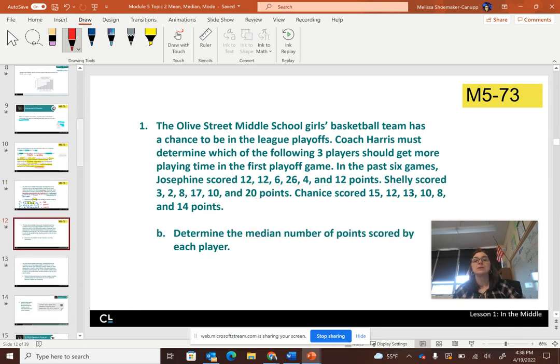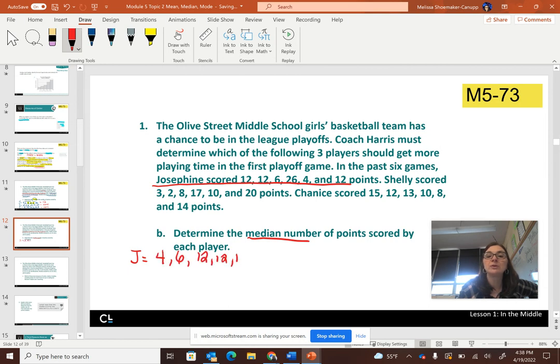Okay? Now they want us to find the median. So once again, I'm going to take Josephine's numbers and I'm going to put them in order from smallest to largest. 4, 6, 12, 12, 12, and 26. The median is the middle number. So we're marking them out in pairs, one from the top, one from the bottom, because we want to see what's exactly in the middle. So I'm marking off pairs. Now, this is where they started talking about you have an even number. So there's 2 left over. Okay, that's where you have to add them up.